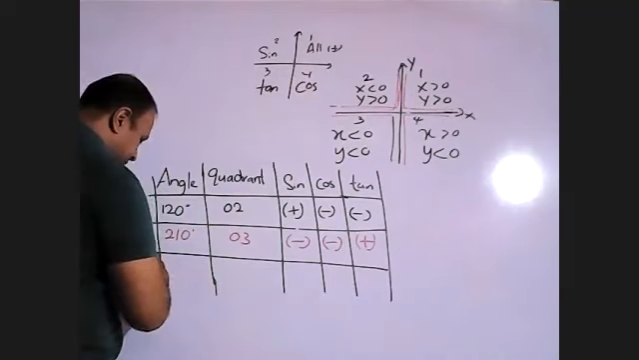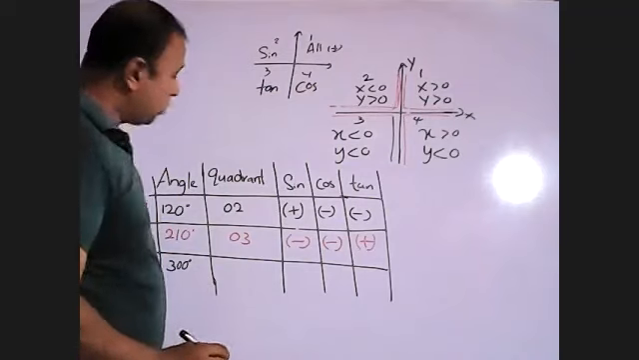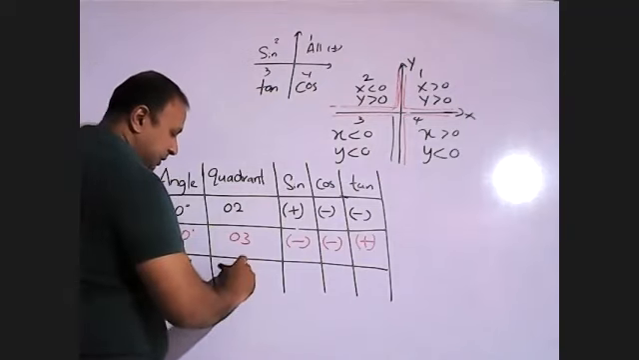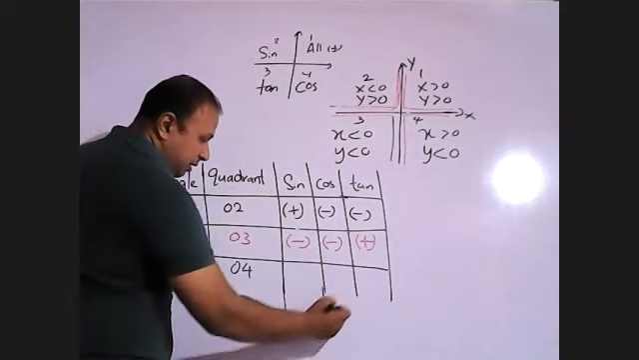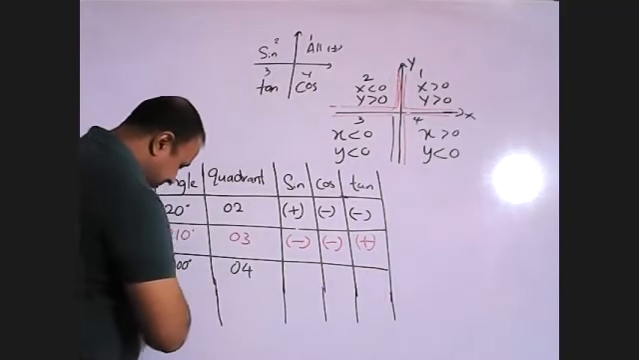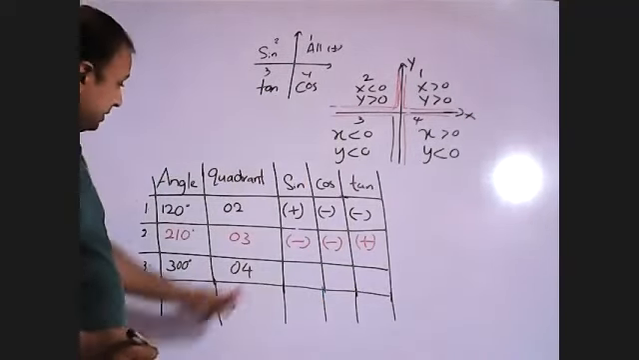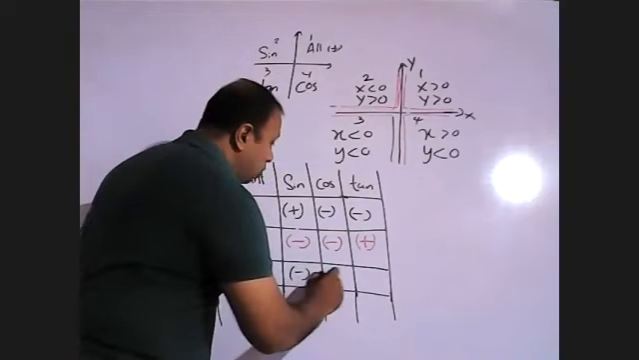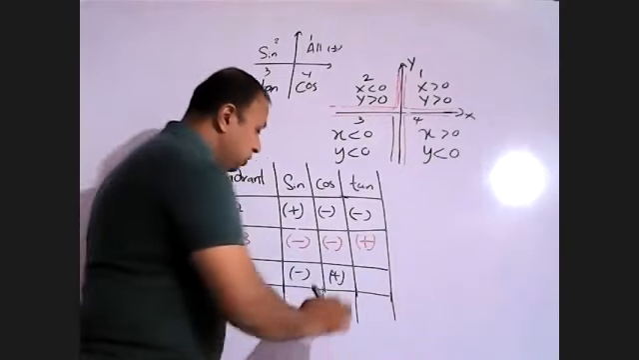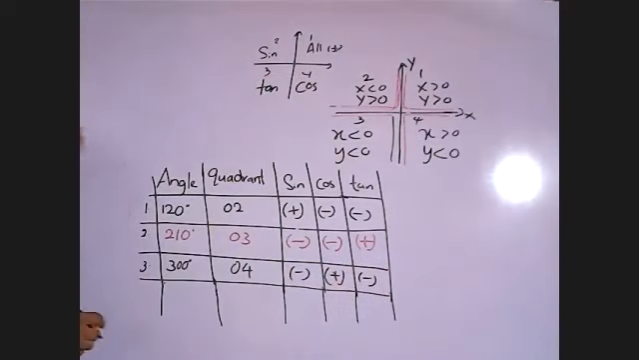Okay. The third example is 300. What is the quadrant? Yes, the fourth one. Then tell me the signs. In the fourth quadrant, sine values are negative, cos values are positive because x is positive. Then tan values are negative. Yes, very good.